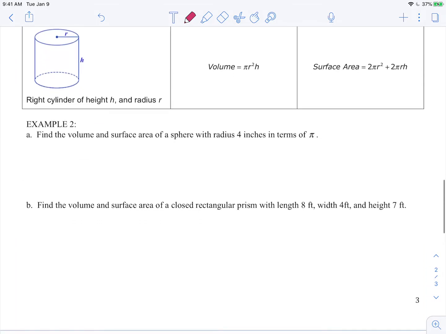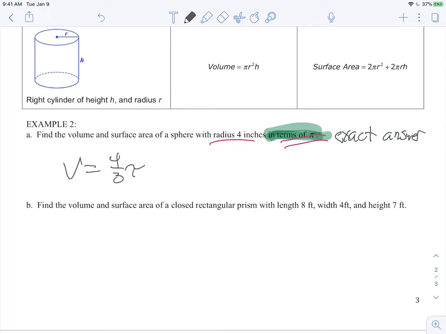So let's go ahead and use these. Example 2, find the volume and surface area of a sphere with a radius of 4 inches in terms of pi. This is going to be really important, this in terms of pi thing, especially for Math Excel, because that means the exact answer. I know that we're kind of used to using our calculators for everything, but in this case, you could use it to do 4/3 times 4 cubed, but don't put the pi in the calculator, otherwise it won't be exact. So volume is 4/3 pi r cubed.